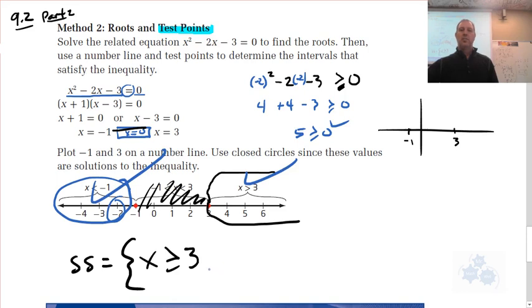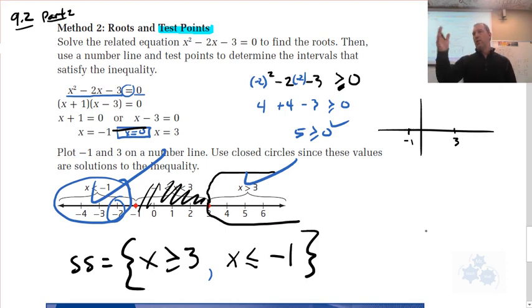So you would just simply put a comma. You could put a comma, that's totally fine. And then say x also less than or equal to -1. And that's one way you could just list the solutions there, okay? So again, that is not looking at a graph. That is just using the roots and test points, okay?